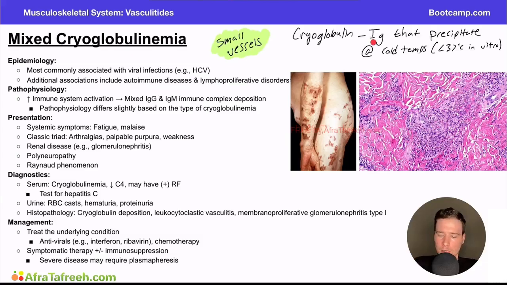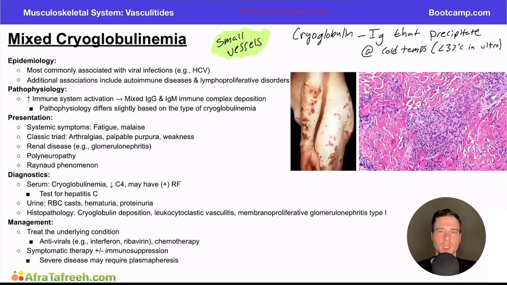A cryoglobulin is typically an immunoglobulin that will precipitate at cold temperatures. This is often termed less than 37 degrees Celsius in vitro. And these can be a variety of different immunoglobulins. This could be IgM, IgA, IgG. So that's the general idea of what a cryoglobulin is. It precipitates in colder temperatures. That's kind of the general gist of what you need to know.